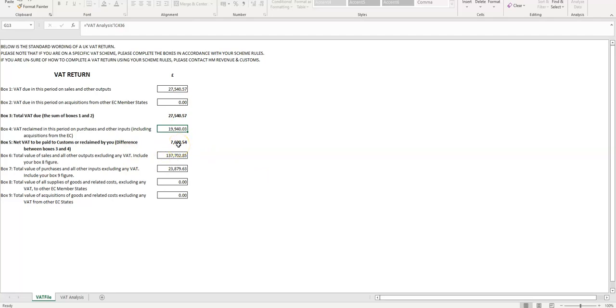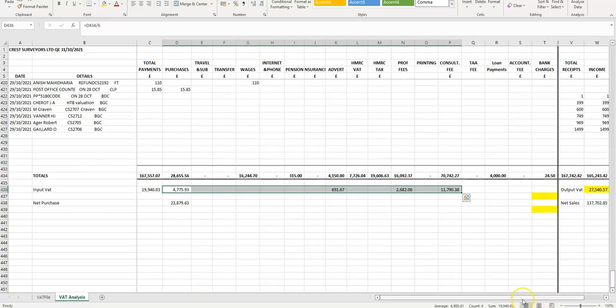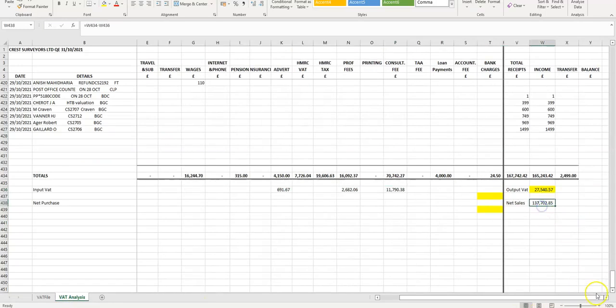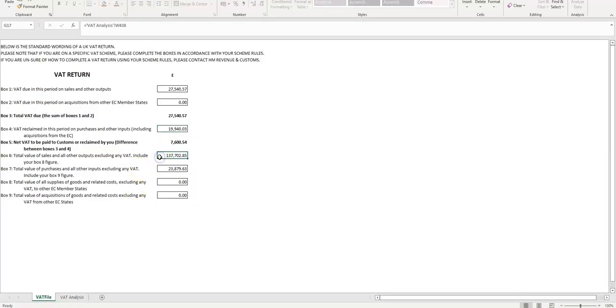This is my net VAT that I have to pay because my output VAT is 27,000 and the input VAT is 19,000. That means we have to pay to HMRC. If it is the opposite, we're going to claim it back. And after that, box number 6, we have to say how much is the total sales excluding the VAT. So that's why I need the net sales. If you remember, we found the net sales, that is 137,702. We're going to record this one in this box.